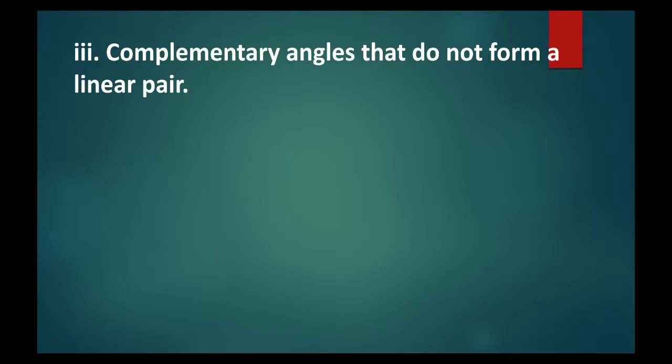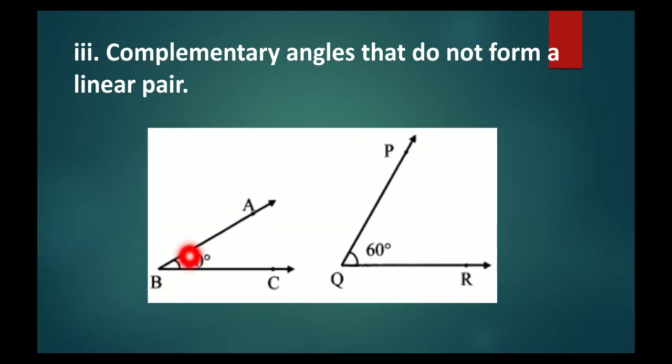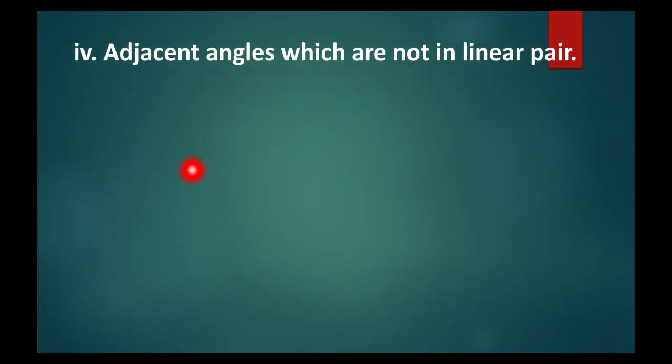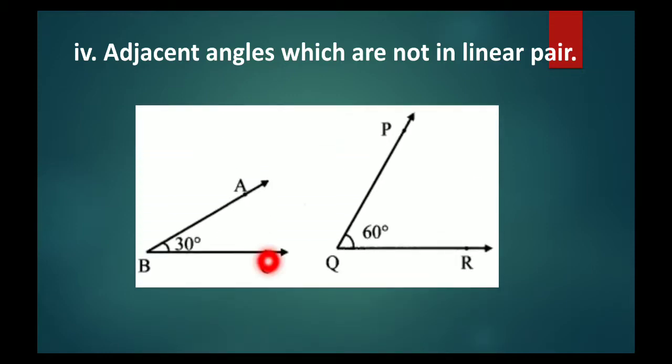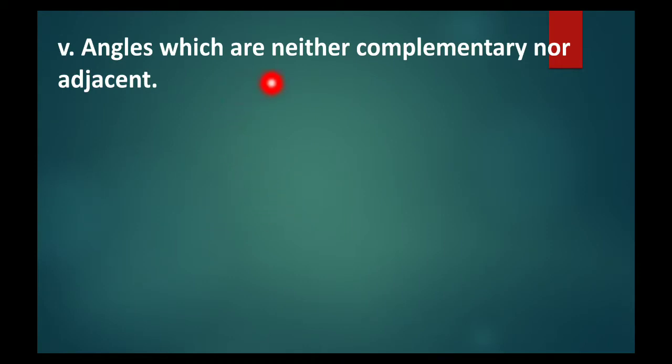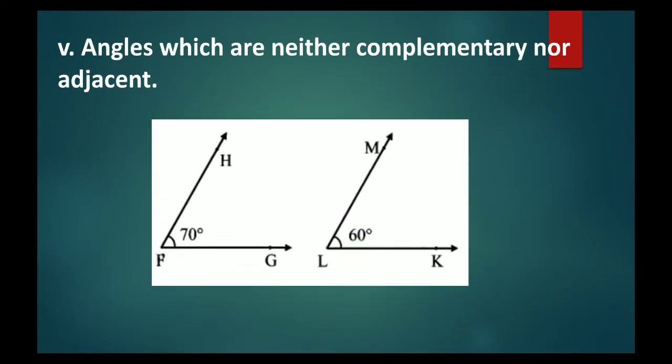Question number 3: complementary angles that do not form a linear pair. It should be complementary, but should not form a linear pair. A linear pair means the angles are adjacent. Take 30 and 60 degrees. If we add them, we get 90 degrees, complementary. Next, adjacent angles which are not in a linear pair. They should be adjacent, but should not be a linear pair. A linear pair is how much? 180 degrees. So it should not be 180 degrees. Like this.